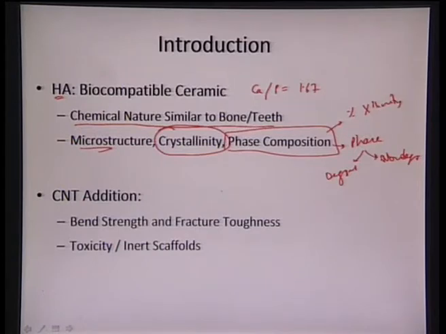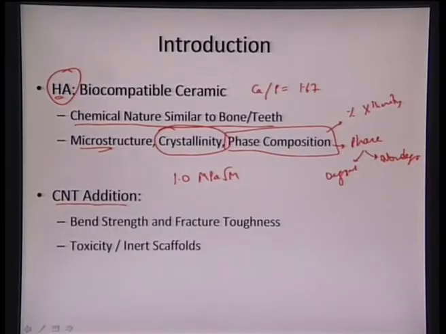But the basic problem with hydroxyapatite is that it is a ceramic and therefore very brittle. Its fracture toughness is on the order of 1 megapascal root meter, which is very poor. We often see that a ceramic, once we drop it, basically breaks. So to enhance its mechanical properties and its fracture toughness, we add carbon nanotube. We add carbon nanotube in order to increase its bend strength and fracture toughness. Fracture toughness is a key part in adding the reinforcement of carbon nanotube.